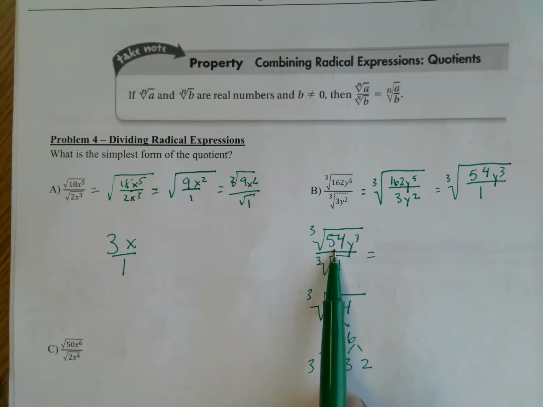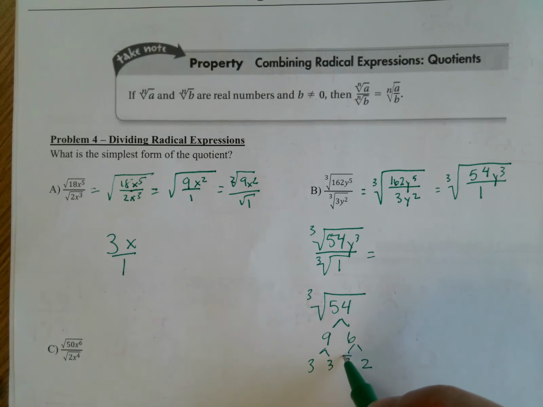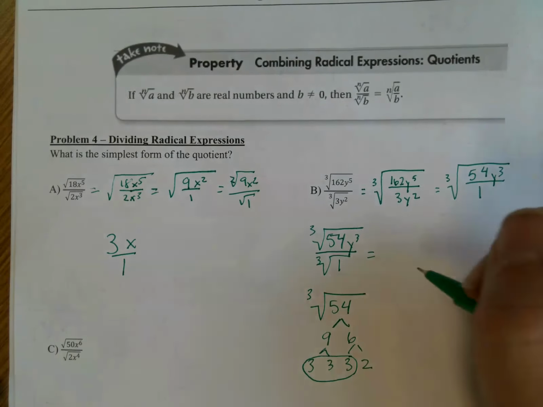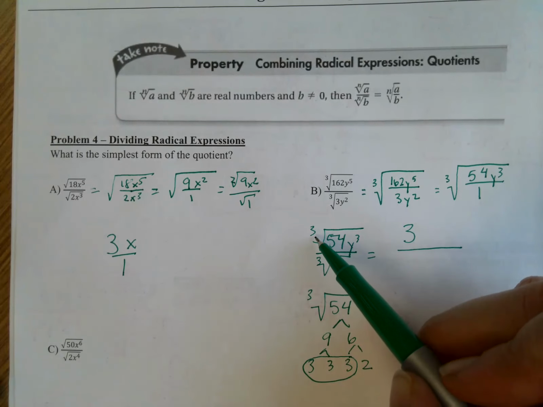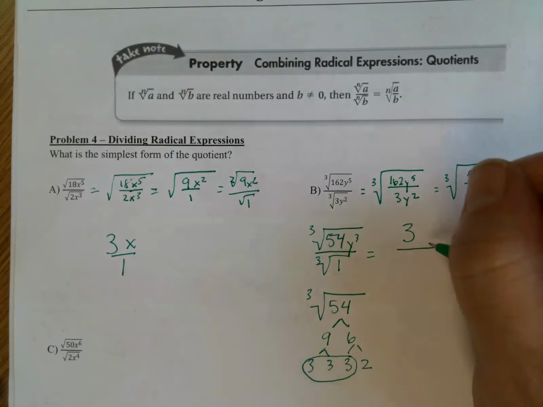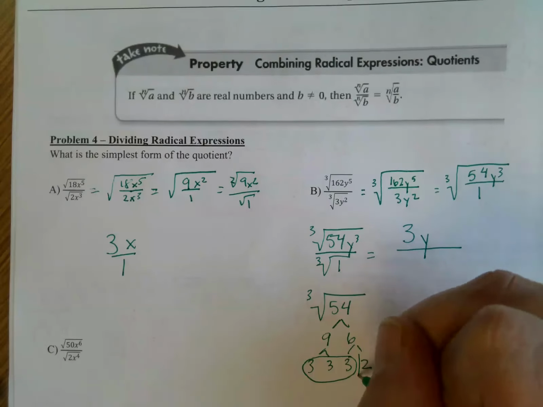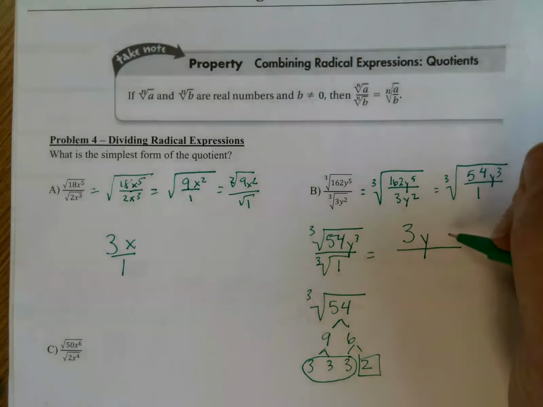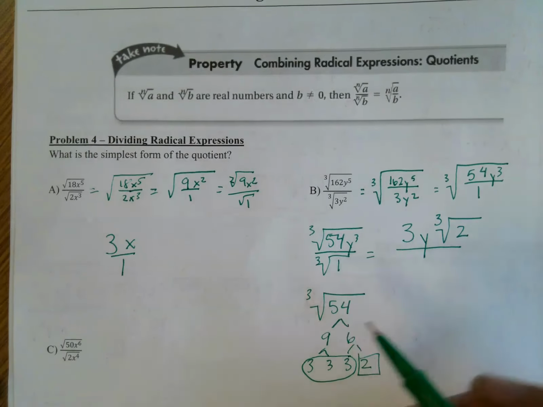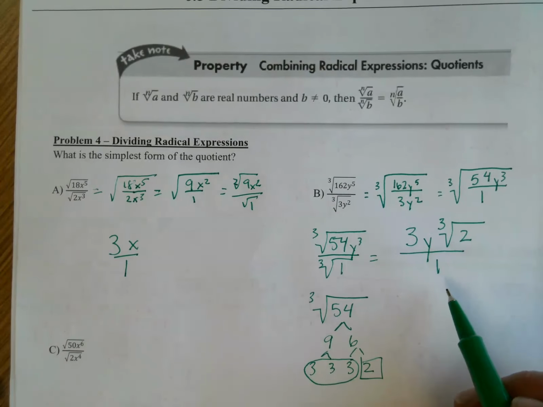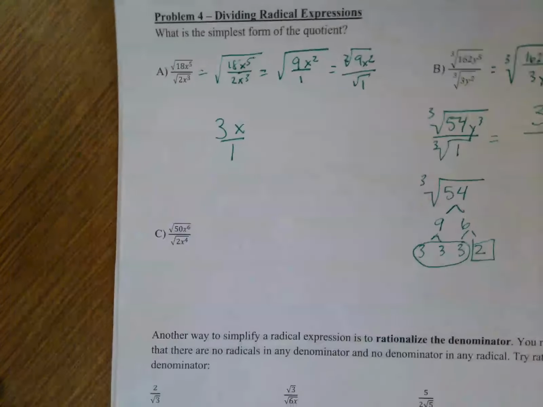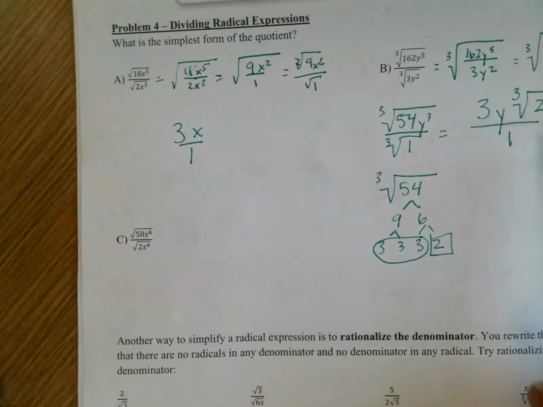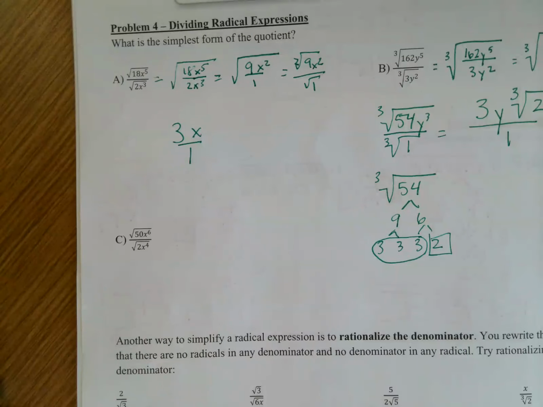So again, I'm working on this part right here. There's one group of 3 here, so I can take 1 3 out. When I'm looking at my y's, there's one group of 3 in y, so I can take out 1 y. This 2 is left underneath the root. So now I have my cubic root of 2. The cubic root of 1 is 1. Again, you don't need to have that 1, but you sure can if you wish to. And I want you to pause the video and try C all the way to the end by yourself.